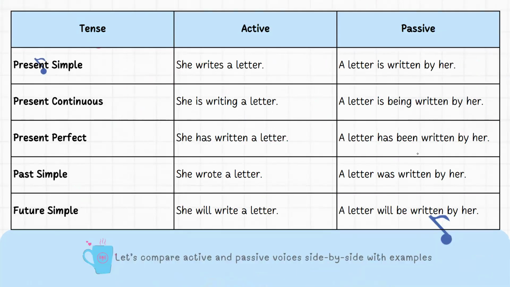So here is the structure of the active and passive voice in relation to the tenses. In simple present, we write: she writes a letter.